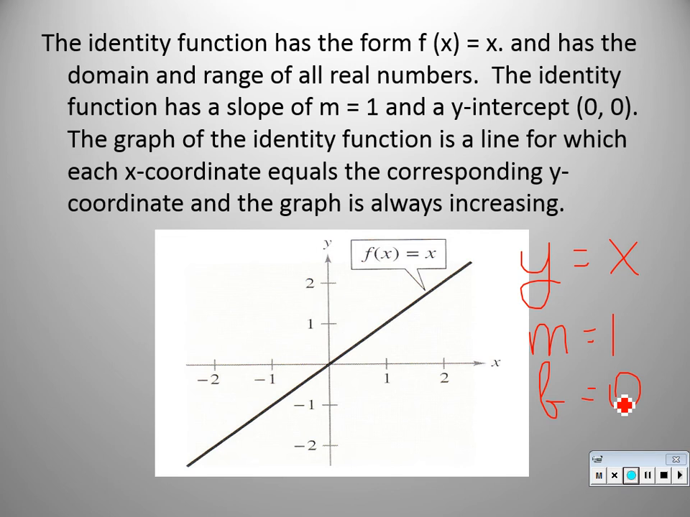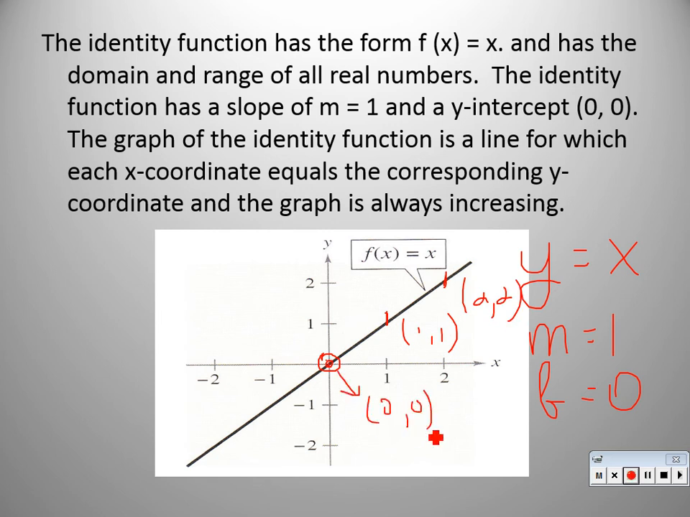And the identity function always runs through the origin, this point right here. Some other things with the identity function is that if you take a look at some different points on the graph, for instance 1, 1, here you have 2, 2, 0, 0 would be here.